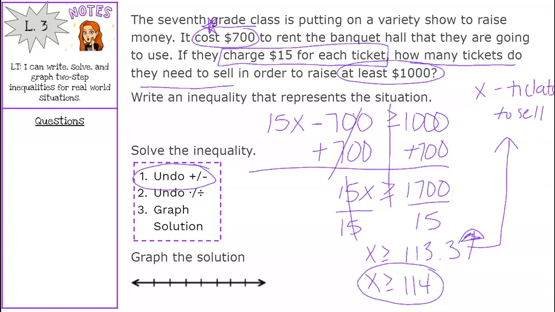So we'd put 114 in the middle, 115 on the right, 113 on the left. Close that circle and shade to the right, and that would be how we solve and graph that inequality. That's all the notes I have for you. Go ahead and move into your practice.